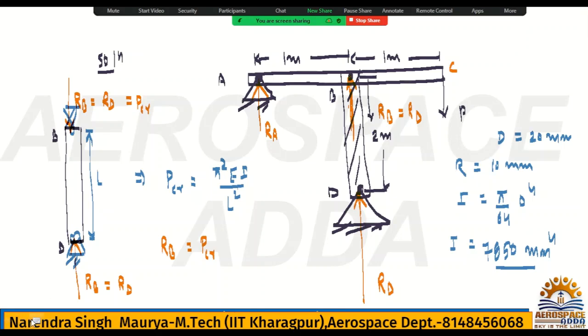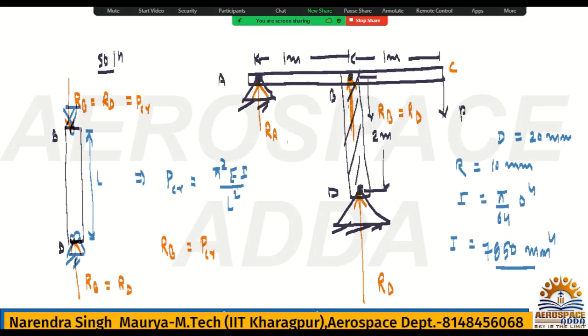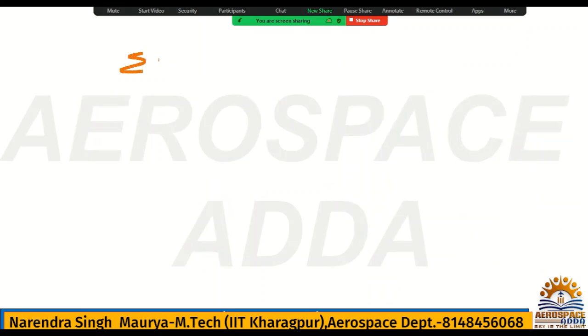So what I can say, we'll write the force balance. What is the force balance check? I can say RA plus RB. I see RD and RB both are the same, so I'm considering the RB value. So RA and RB both are in upward direction, and this P is in downward direction. So summation of force in y direction equal to zero. And if you do the algebraic sum, RA and RB is equal to load P. This is equation one.